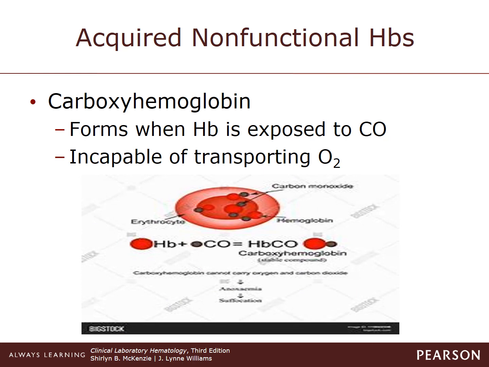Carboxyhemoglobin forms when the molecule is exposed to large amounts of carbon monoxide, which is incapable of carrying or transporting oxygen. Hemoglobin has an affinity for carbon monoxide 200 times higher than it does for oxygen. So here you're seeing carbon monoxide occupying the space where oxygen should be. This is seen in increased levels in smokers. Acute carboxyhemoglobinemia can cause irreversible tissue damage and death.